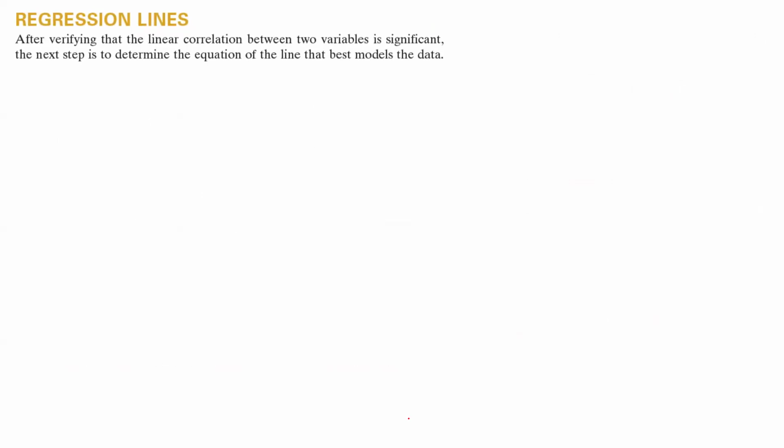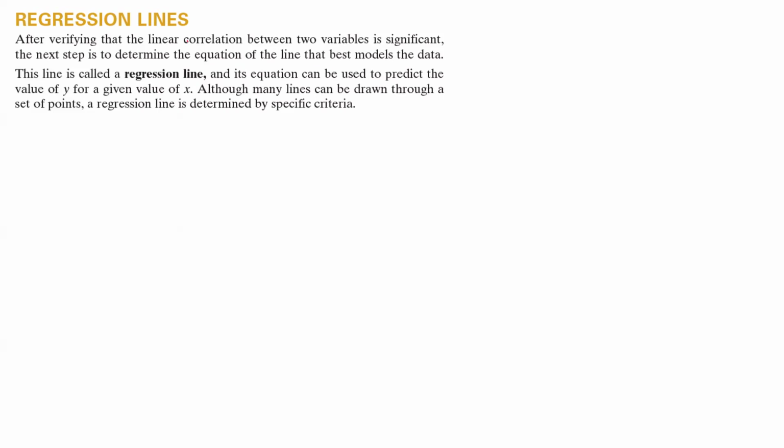Now let us talk about regression lines. After checking to see that the linear correlation between two variables is significant, the next step is to see how we can calculate the equation of the line that best models the data. This line is called the regression line. Its equation can be used to predict the value of y for a given value of x. Although many lines can be drawn through a set of points, a regression line is determined by specific criteria.